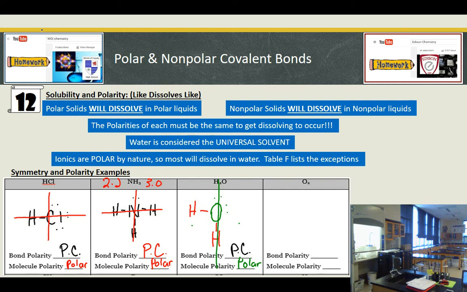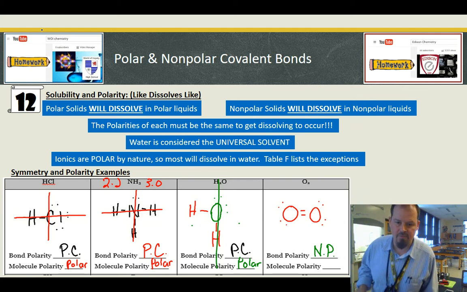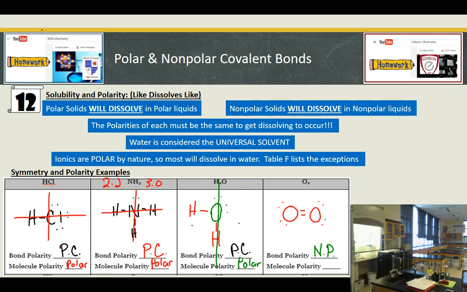All right, O2. It's going to look something like this. It's going to be completely nonpolar because I don't even have to look it up. Whatever the electronegativity is, which I know is 3.4, 3.4 minus 3.4 is 0. So it's a nonpolar covalent bond, and it passes the symmetry test. This is a nonpolar molecule.